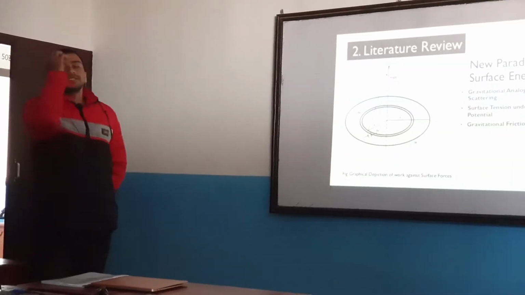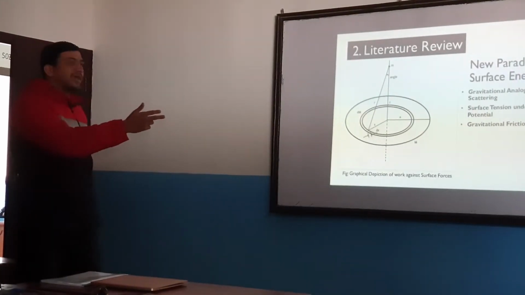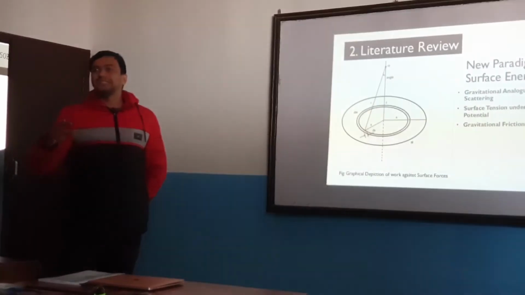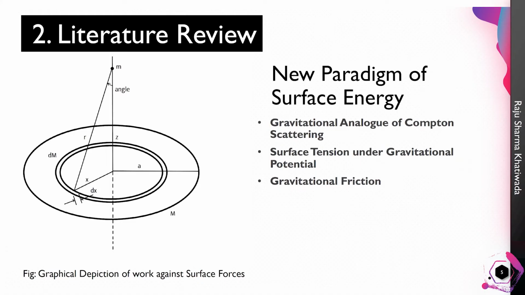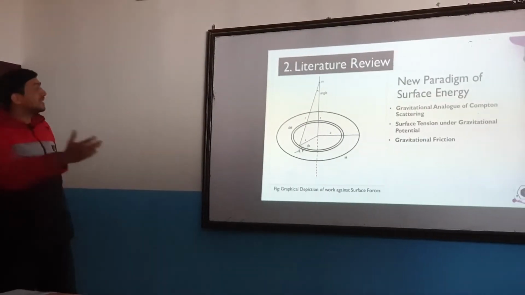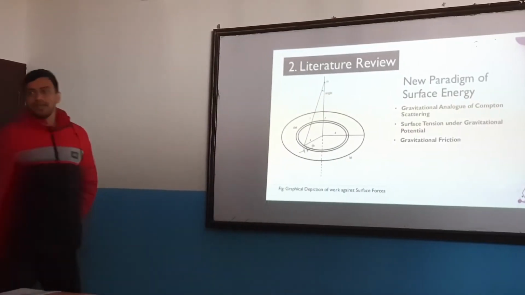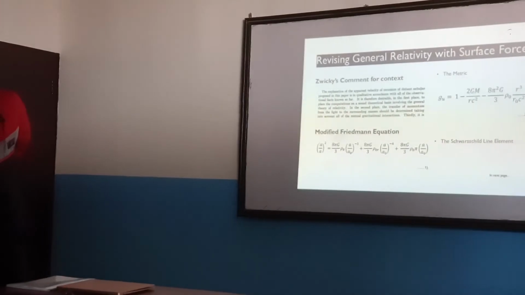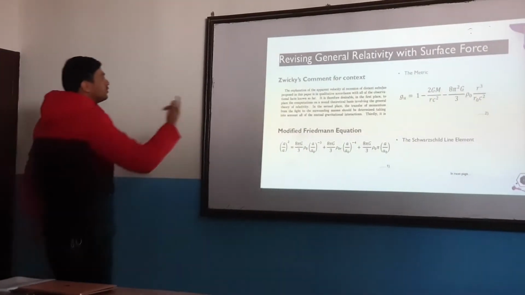And now the other is the gravitational friction. This is the work done by a scientist, Zwicky, in 1929, and the picture is like this. So you can understand the work done against surface tension as a type of differential. So there are three viewpoints, and now I want to take you to Zwicky's comment.